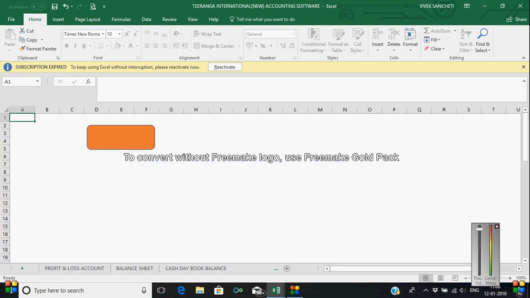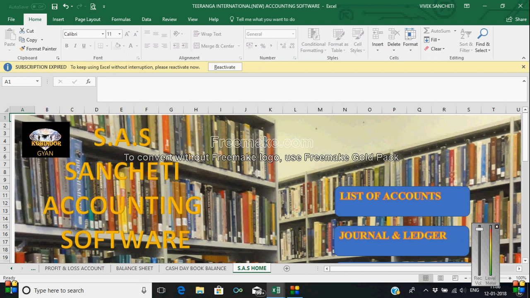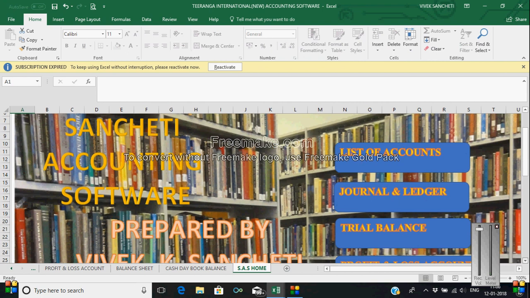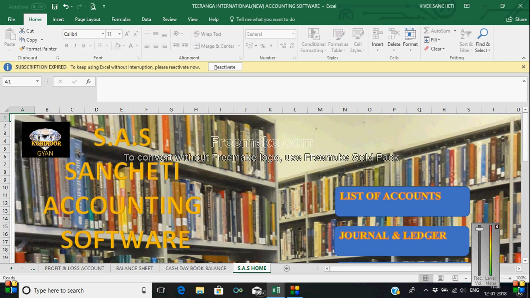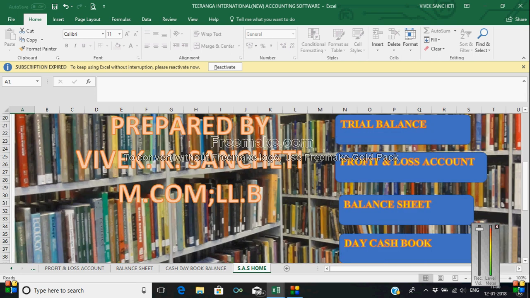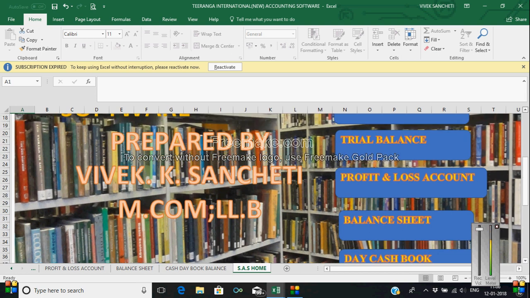This is my dashboard. The name of this is my channel logo, Kohinoor Gyan, and the name of my software is S.A.S, which stands for SANCHETI accounting software, and this is my name, Vivek K Sancheti. This is my qualification, and in this software the things which are done are list of accounts, journal and ledger.